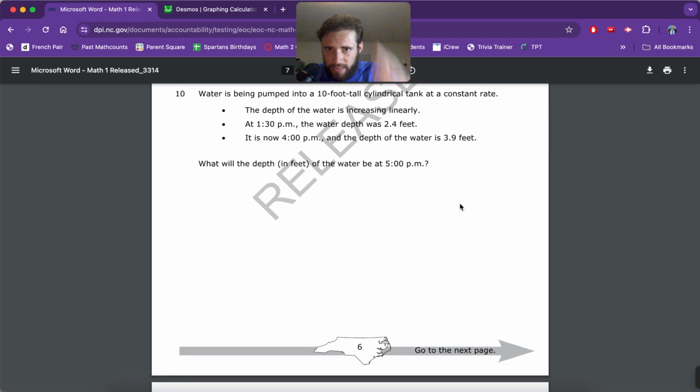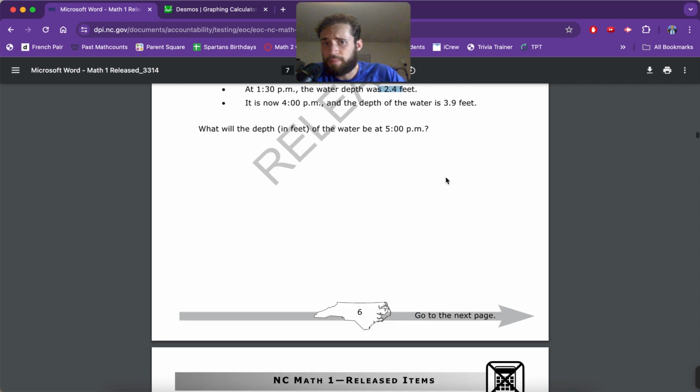And we just take a second, just be like, does that make sense? Well, it needs to be higher than it was at 4. So we know it's definitely, right, it at least makes sense that way. And it should be closer to 3.9 than 2.4 is, because 1:30 is a longer time away. Okay, so that part does add up.